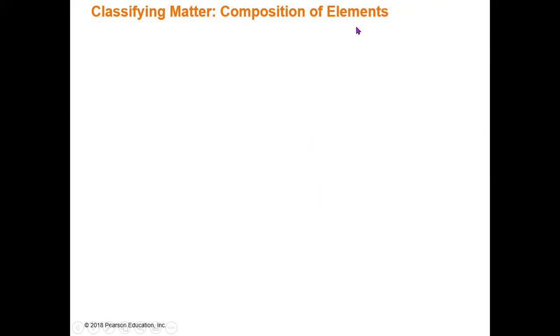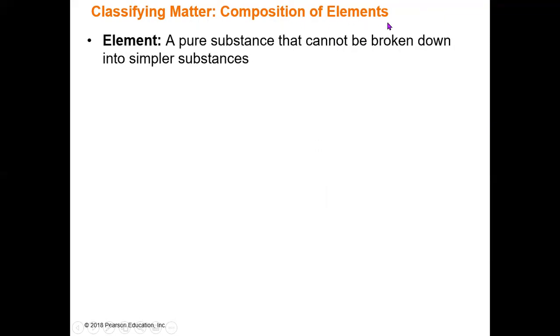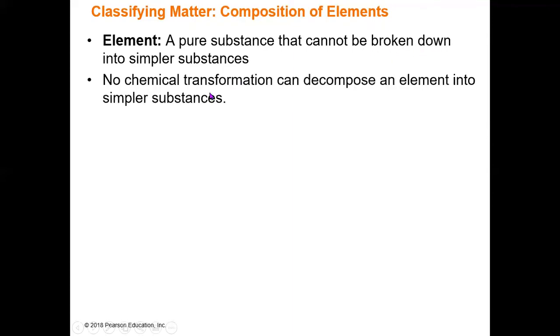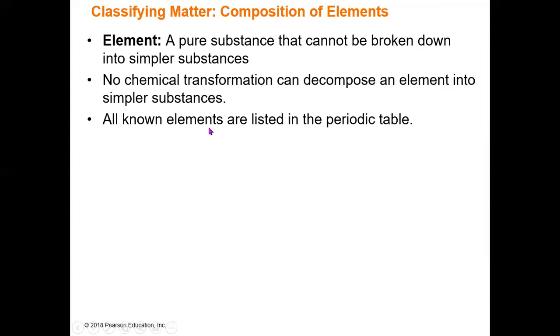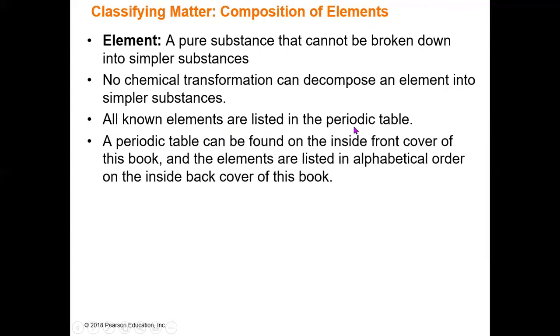Classifying matter, composition of elements. Element: a pure substance that cannot be broken down into simpler substances. No chemical transformation can decompose an element into simpler substances. All known elements are listed in the periodic table.